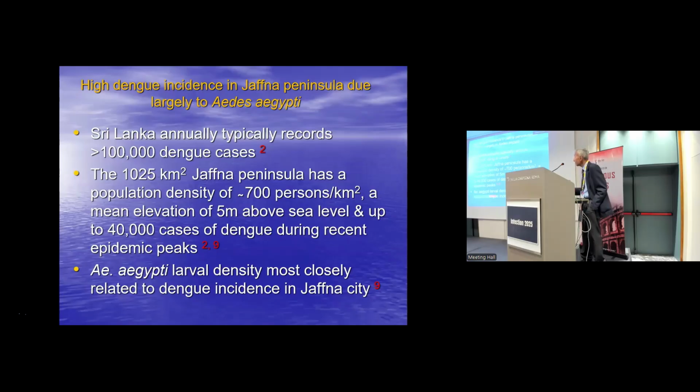Sri Lanka, the whole island, records about 100,000 cases per year. The Jaffna Peninsula, which is quite small, about 1,000 square kilometers, has a pretty high population density of 700 persons per square kilometer, a mean elevation of 5 meters and a maximum of about 10 meters. So you can imagine what would happen if sea level rises, as is predicted with the collapse of the Antarctic ice blocks. The Jaffna Peninsula can get 40,000 cases of dengue in some epidemic peaks. That's quite high.